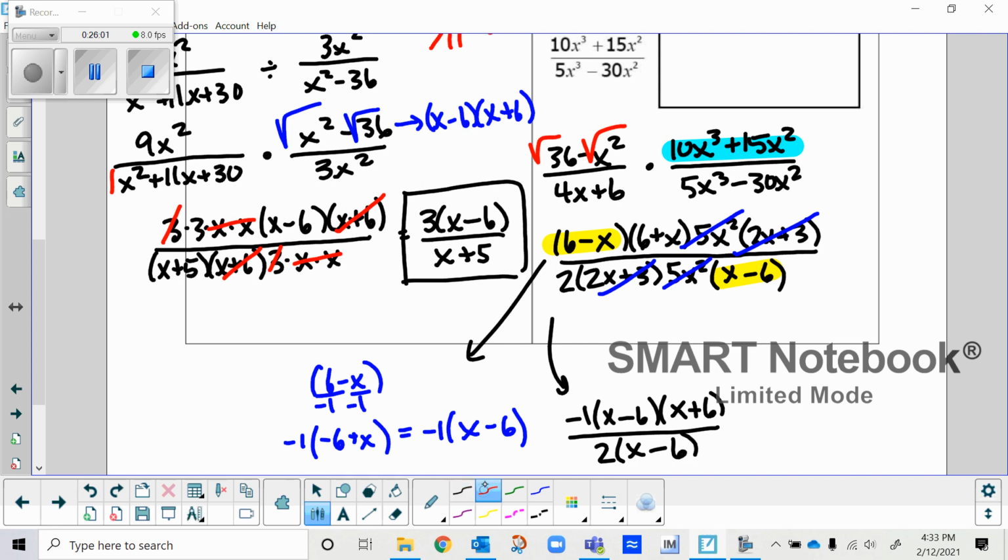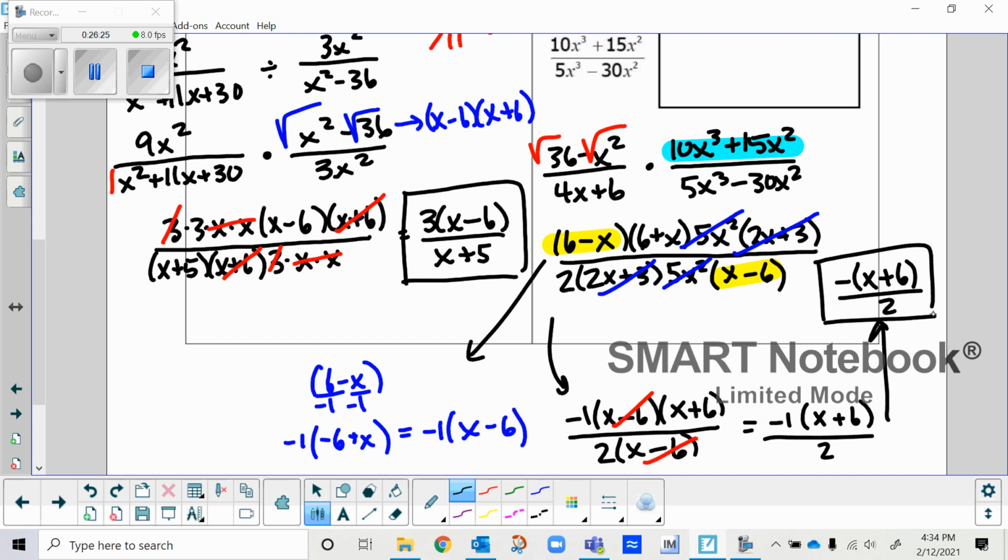And now we can cancel out one more thing that we wouldn't have been able to cancel out if we didn't divide out the -1. So -1 times x plus 6 over 2, or you could even not write the -1. You could just write negative. That's an option. There's options. There you go.